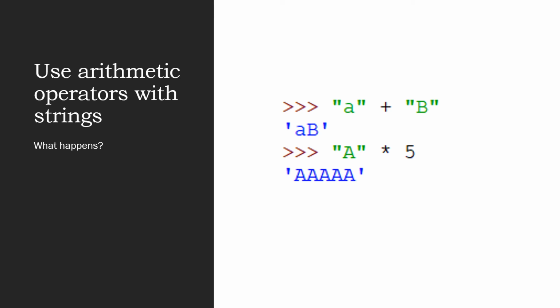You can also multiply strings by numbers. So in this example, A times 5 is just the letter A 5 times. Why not stop this presentation now and have a go at using arithmetic operators with numbers and with strings and see what results you get.